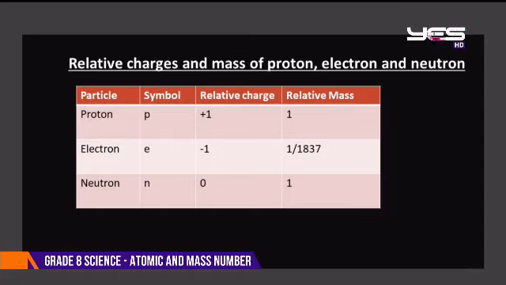What is the third subatomic particle? Neutron. What is the symbol of neutron? Symbol letter N. Its relative charge is 0 and what about its relative mass? Its relative mass is 1. So one more time, what is the symbol of neutron? Symbol of neutron is N. Its relative charge is 0 and relative mass is 1.